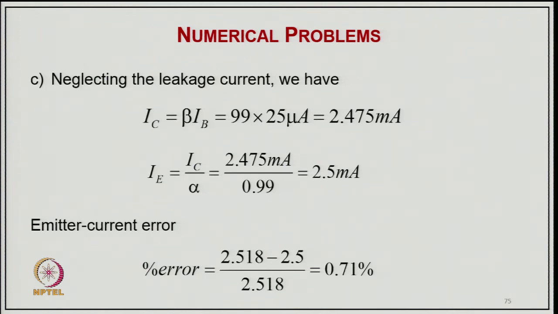Neglecting the leakage current, we can say IC equal to beta IB, that is 99 into 25 microampere. So it becomes 2.475 milliampere, and IE will be IC upon alpha. So it becomes 2.475 milliampere divided by 0.99, it comes 2.5 milliampere. The emitter current error will be 2.518 minus 2.5 divided by 2.518. So its error comes 0.71% only.